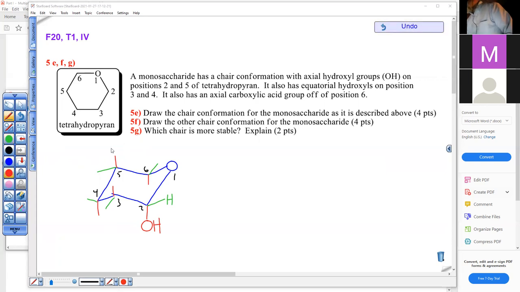And don't forget, this is H. And it also has equatorial hydroxyls on positions 3 and 4. Oh, they're both green this time. Ends of sticks, H's. And it says it has an axial carboxylic acid group off of position 6. Which of those two is axial? The red one. What's the short form for a carboxylic acid? It doesn't ask for a Lewis structure. You can do CO2H to the right or to the left. I have a little more room to the left, that's why I'm doing it this way. And there you go. So there's one of your chairs.